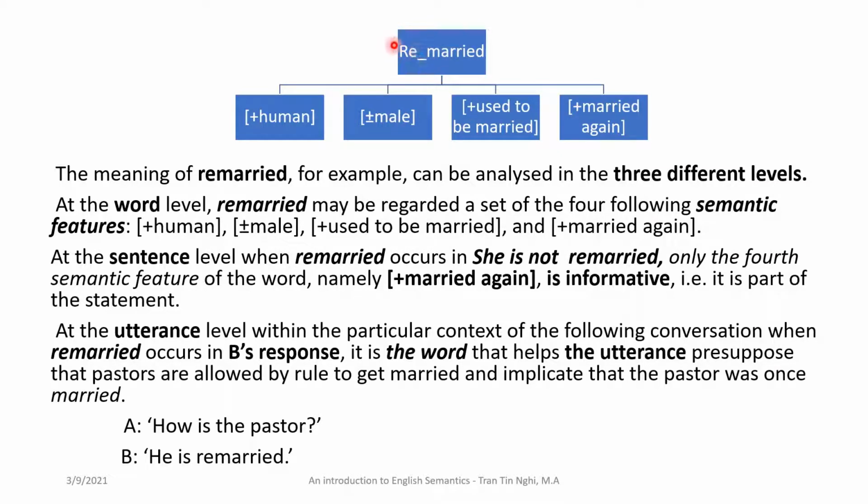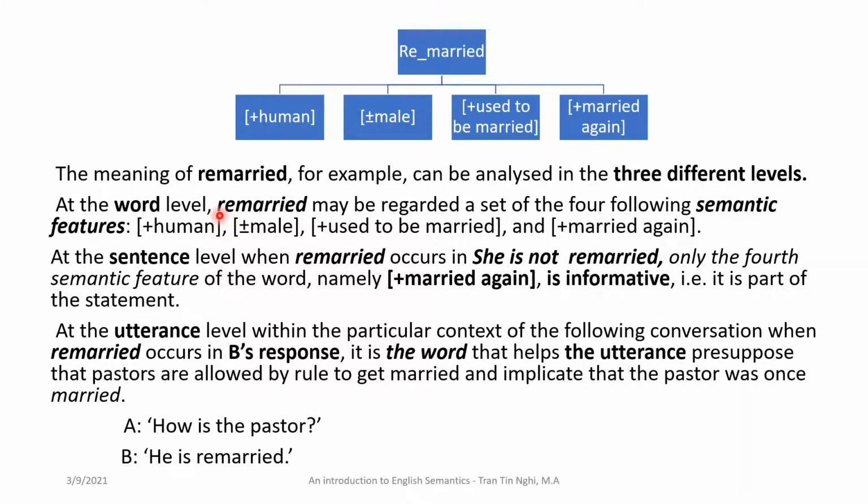So the word re- includes the meaning of to be married, and the meaning of marriage again. So at the word level, remarriage may be regarded as a set of the four following semantic features: human, either male or female, due to marriage, and married again.